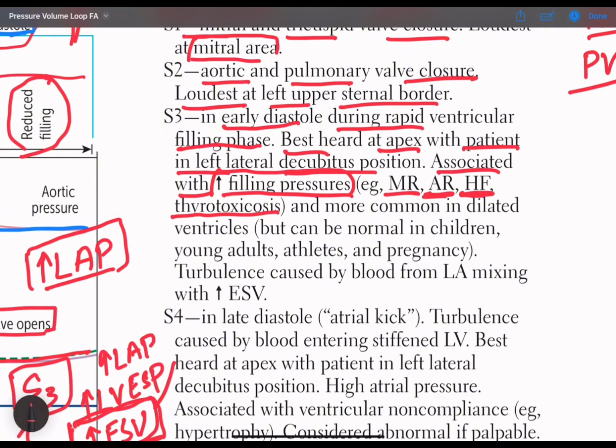The heart still has increased its stroke volume, but the blood coming back into the left ventricle has increased, which leads to increased filling pressure. In thyrotoxicosis, this leads to high cardiac output failure due to the increased venous return. All these conditions lead to increased filling pressure, and these are more common in dilated ventricles. But the S3 can be normal.